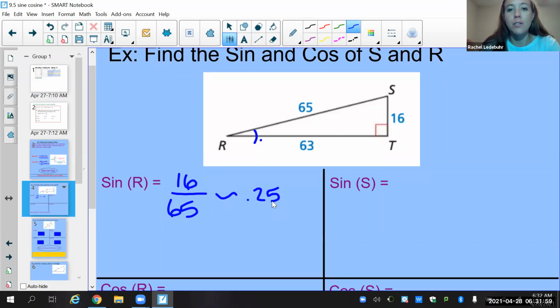Now let's look at S, and I'll do this in a different color, so we're making sure we're staying with it. Again, I want to identify what the opposite is, so we get 63. That's a 63 over the hypotenuse, 65. Okay. Let's find what that is as a decimal. So 63 divided by 65, we get 0.97.